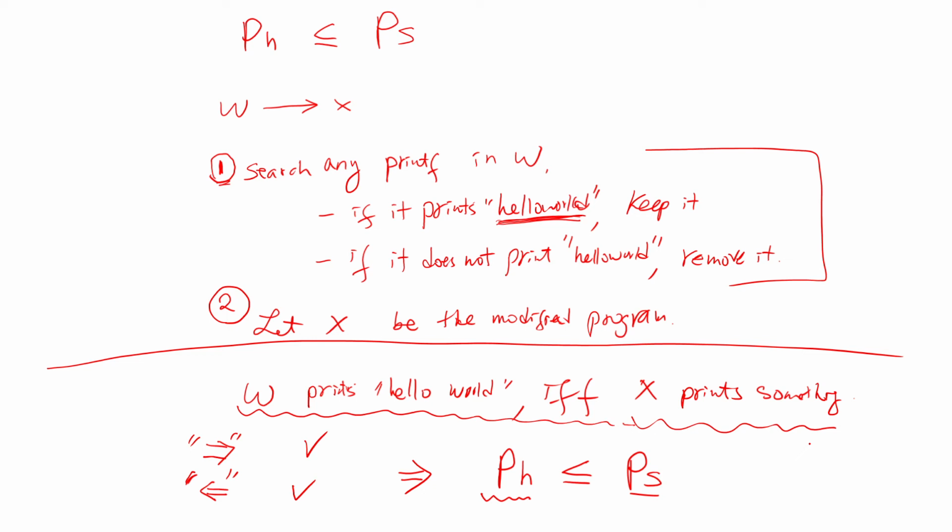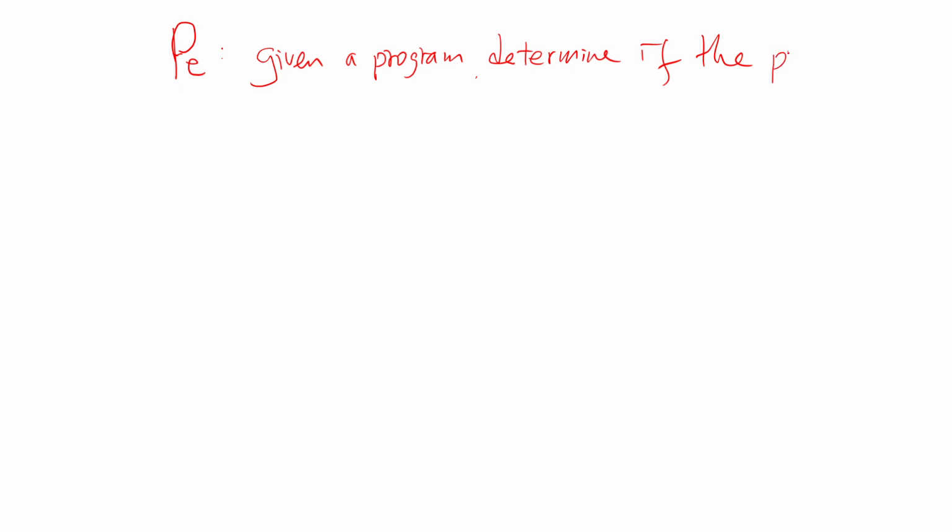Now, another similar problem. Now let's consider another problem called PE. So PE is the problem that, given a program, determine if the program does not print out anything.